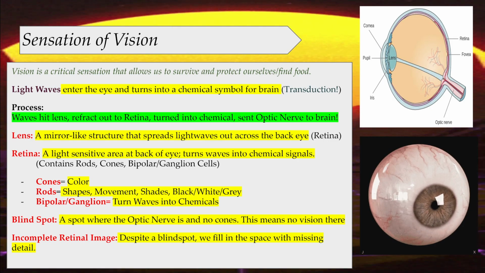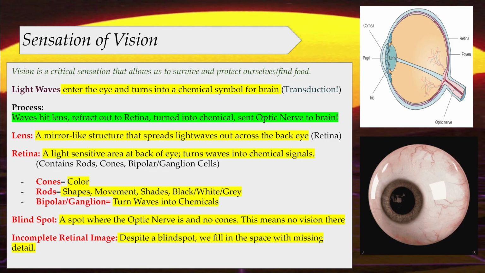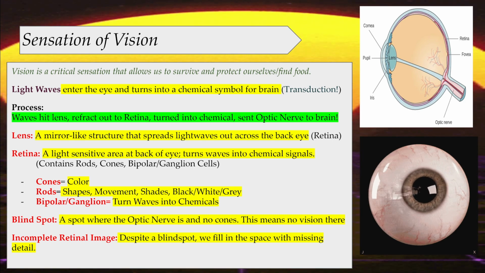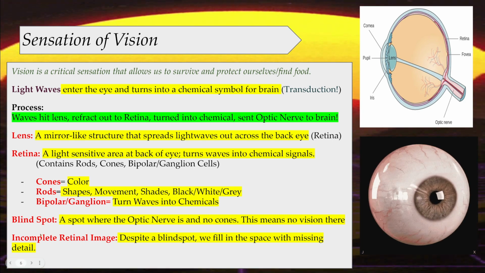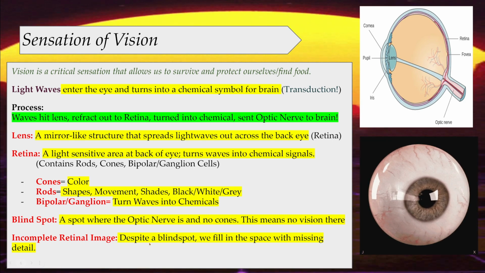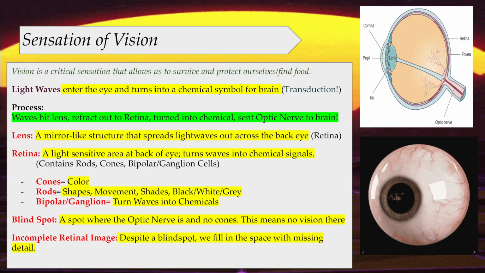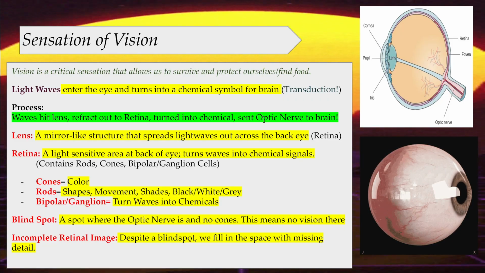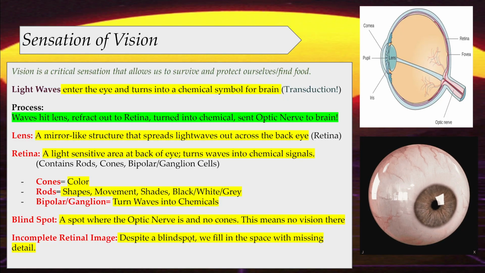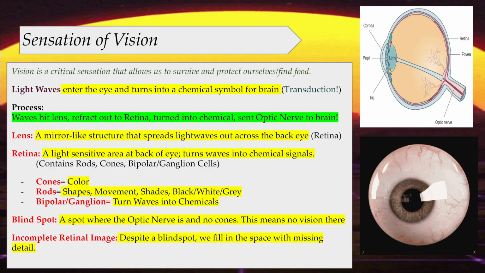Now, we don't see this giant smudge in our vision of where we can't see. Our brain just fills in the gap, and that's called the incomplete retinal image. Basically, despite having a blind spot, we fill in the middle of our space with any missing detail to make sure we don't have this blotchy void in our vision.